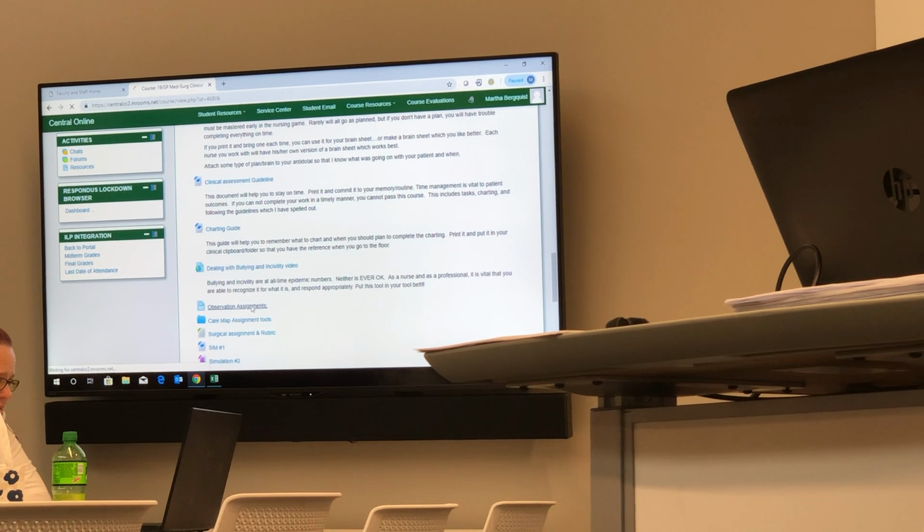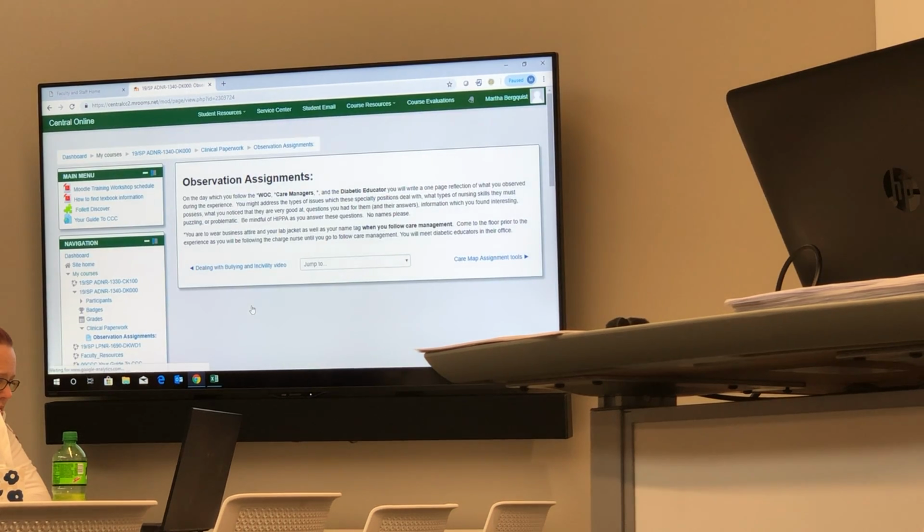There's a few assignments that we don't have paperwork for, like the care management, the walk nurse, and the diabetic educator. You don't have to do paperwork assignments for those. I want just a one-page narrative. Here's what I saw. Here's what I thought. Here's what I learned. It's just like a little report.